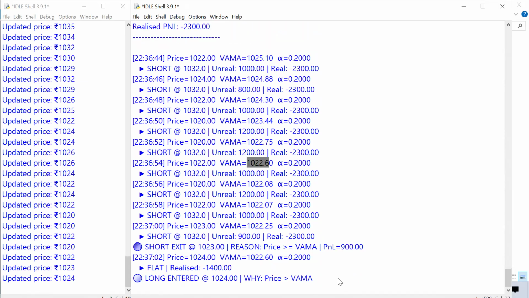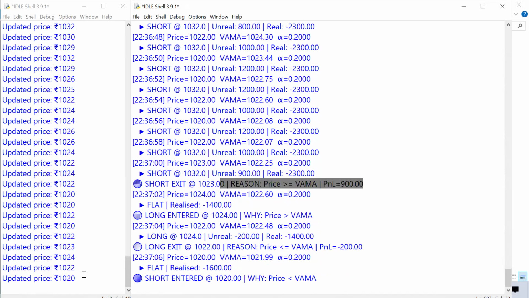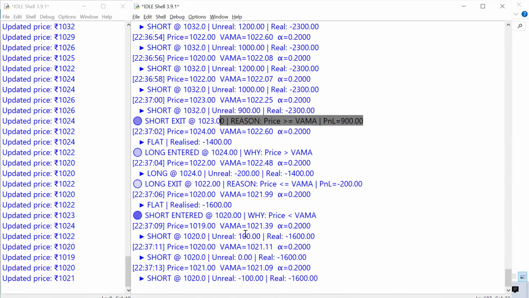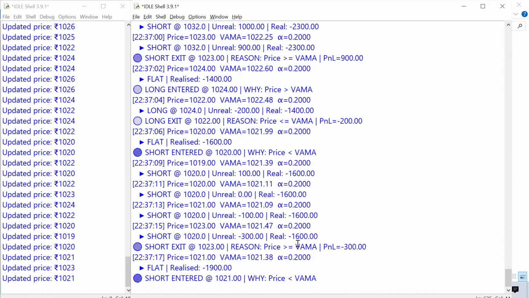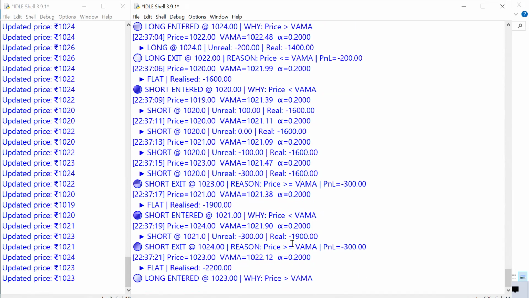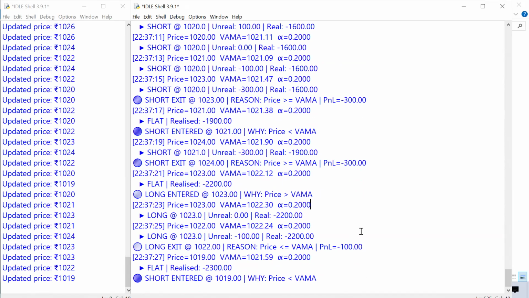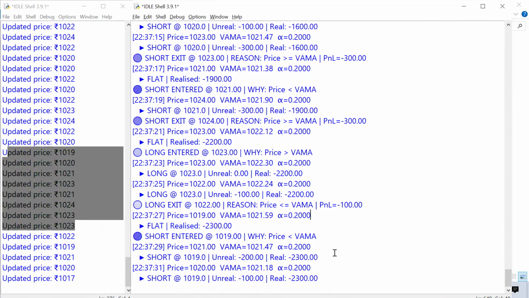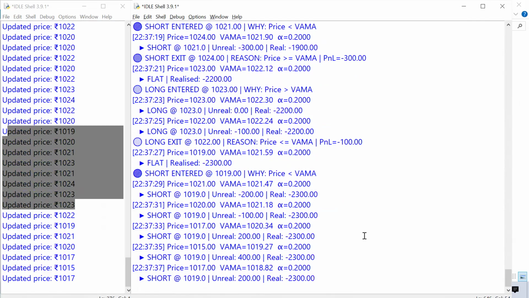Okay, we book the profit. Whatever loss or profit, we are going to book that. We got one long entry. Okay, we exited that also. We got a short entry at 1020. We exited the position again. Short entry at 10. Okay, long entry at 102. It is happening so fast, you can see. The market is trending between 2 to 3 values only. So that's why it's taking a lot of effort to enter and exit with the logic.